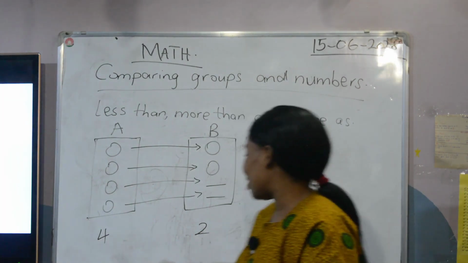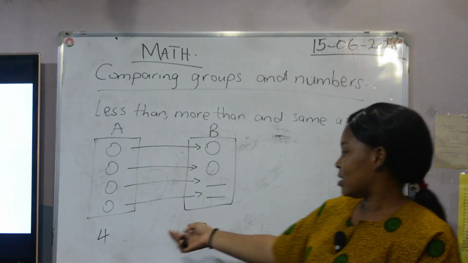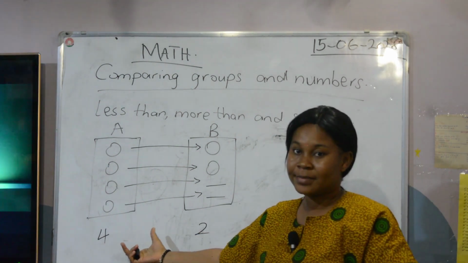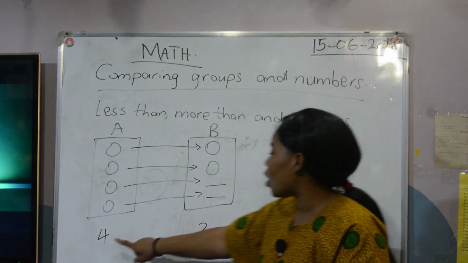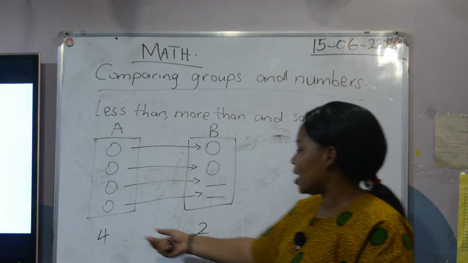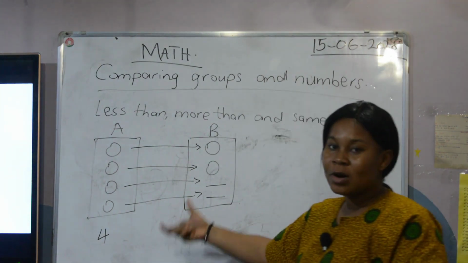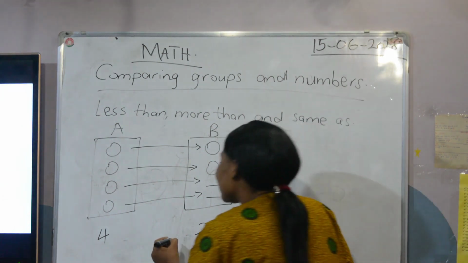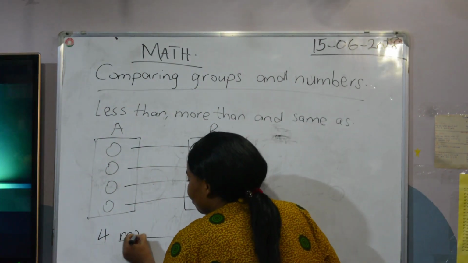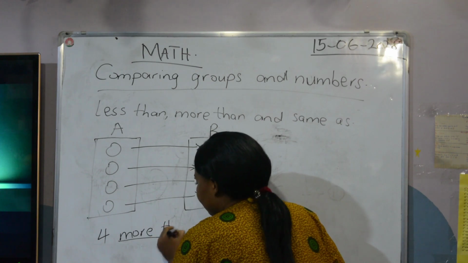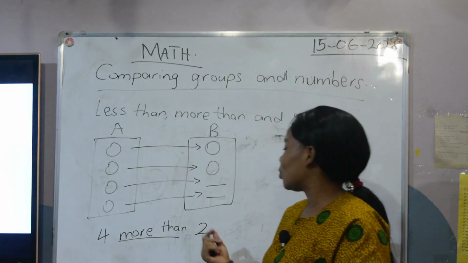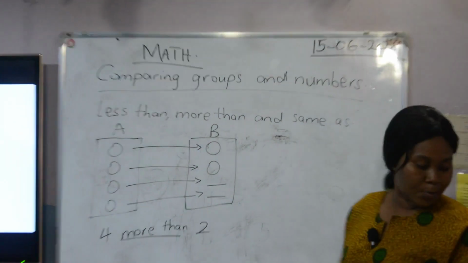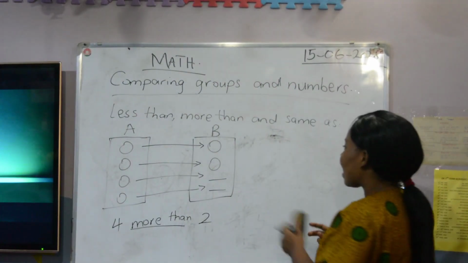So 4 and 2. Which one is the bigger number? 4. Very good. So 4 and 2, if 4 is bigger than 2, it means 4 is what? More than 2. So the answer here will be more than. 4 is more than 2. Another example which I want you to try at home for me.